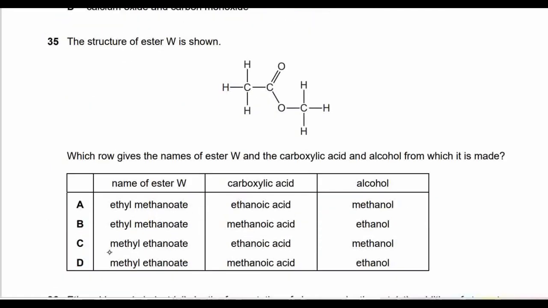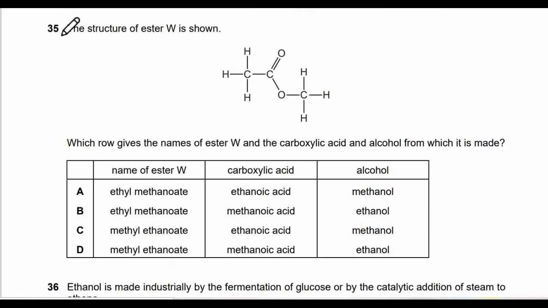Question 35. The structure of ester W is shown. Which row gives the names of ester W and the carboxylic acid and alcohol from which it is made? So this is the ester linkage. It's cut in here. This part belongs to alcohol. This is 1C, so it will be methanol. So either A or C.